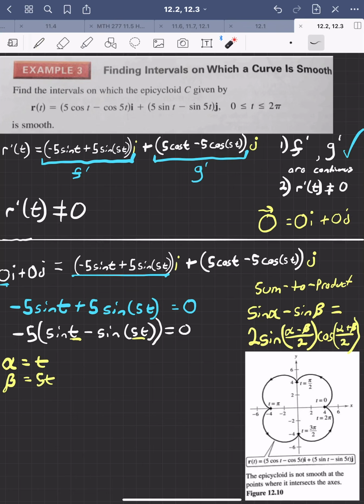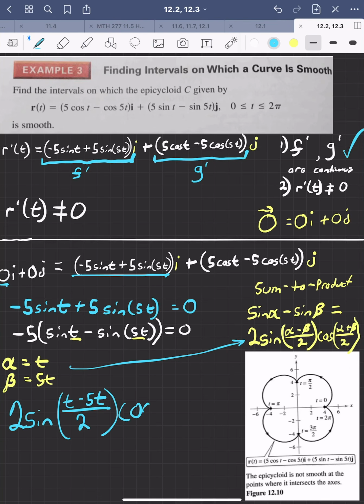And that's it. So what's going to happen right now is I'm going to use this formula, this identity, and I'm going to plug in t and 5t. Bear with me. Let me write it. So that's going to give us 2 sine of t minus 5t over 2, cosine of t plus 5t over 2.